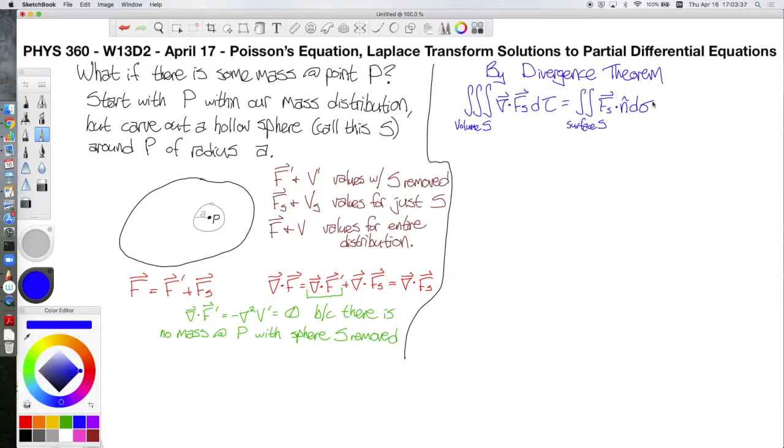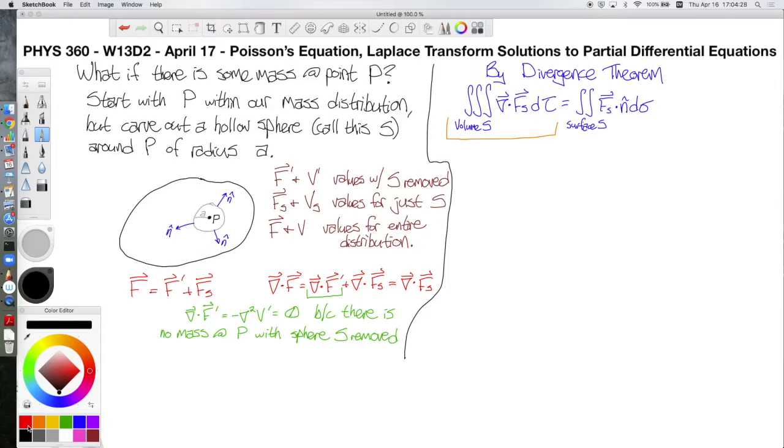So we know that the volume integral over the entire sphere S of the divergence of Fs is going to be equal to the surface integral over the surface of the sphere S of Fs dot n hat, where n hat will be the outward-facing normal around sphere S. So that would be in this direction here or in this direction here, always pointing radially outward from the surface of the sphere. And what we're going to do here is let a approach 0.